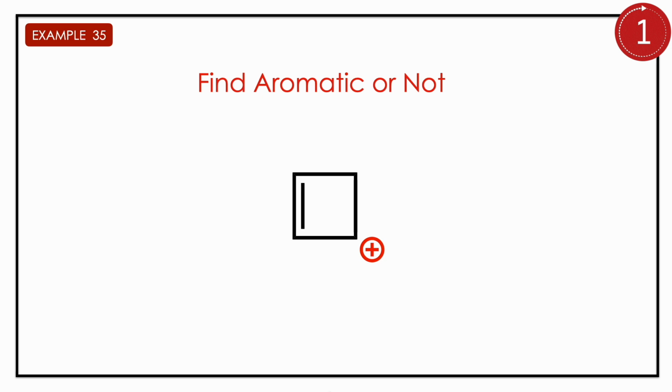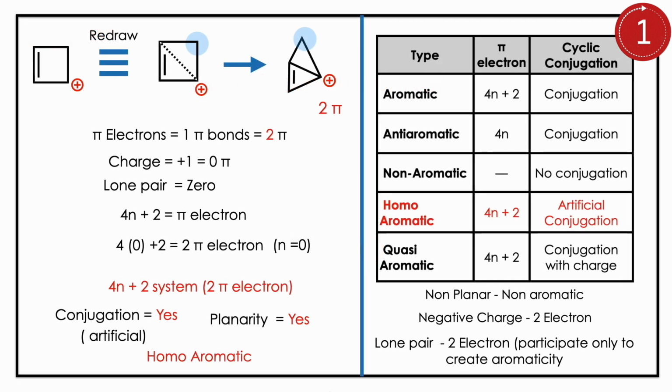In the next example, you have cyclobutene with a cation. You should find whether it is aromatic or not. At first sight you might make a mistake, but it is a homoaromatic system because one carbon goes out of the plane, creating the cyclic compound, which promotes the delocalization. The cation helps with delocalization as well as connectivity. So the compound becomes aromatic because it has only one pi bond and a positive charge, totally 2 pi electrons. 2 pi electrons means a 4n plus 2 system with n equals 0. So conjugation is created artificially, and planarity is definitely there. So the system is homoaromatic.